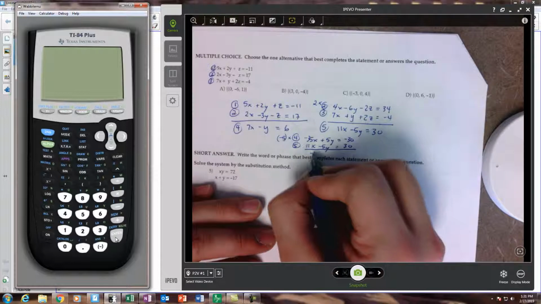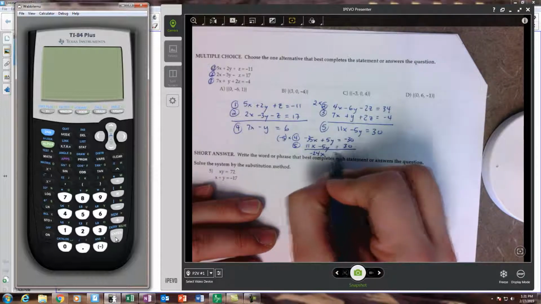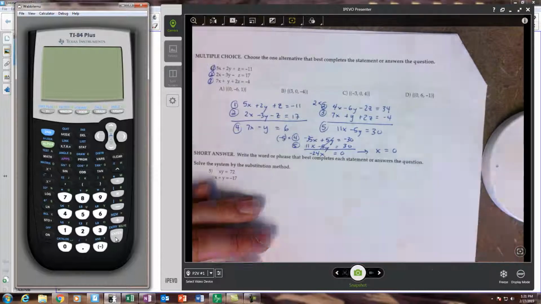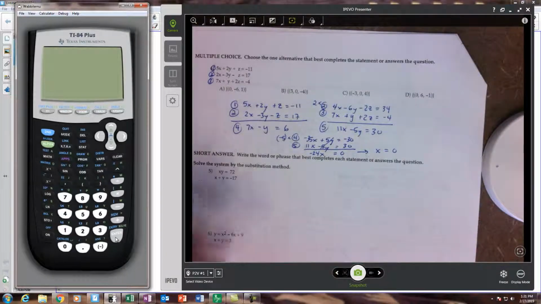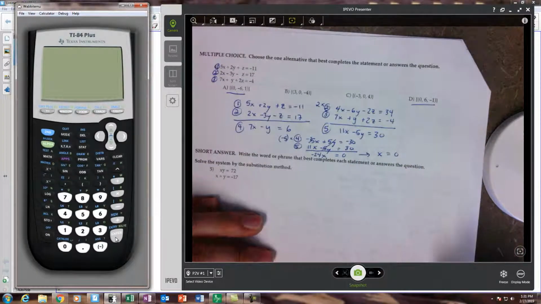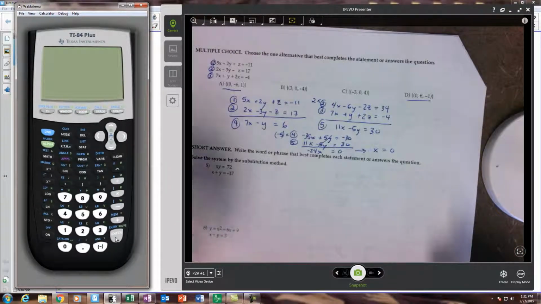This gives me negative 24x equals 0, meaning that x must be 0. So that narrows my choices down to D and A. I just need to find one more of the variables.